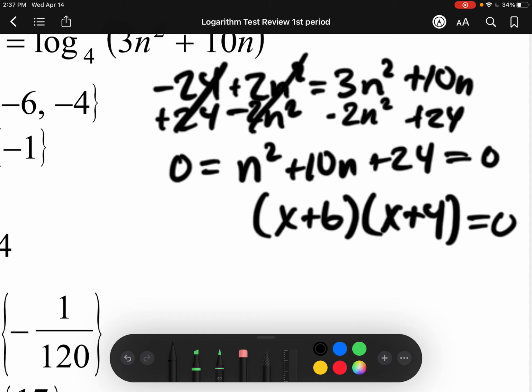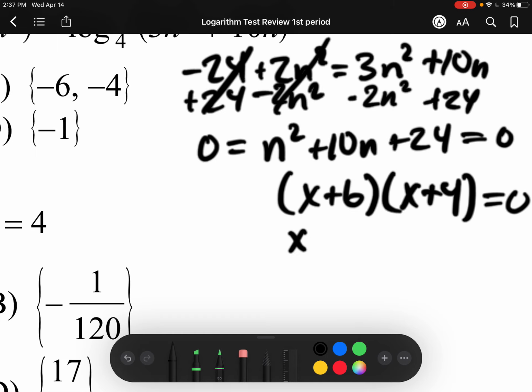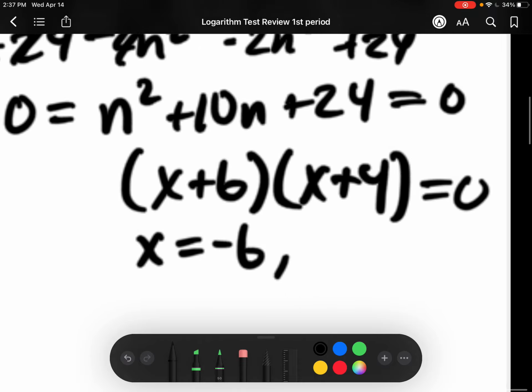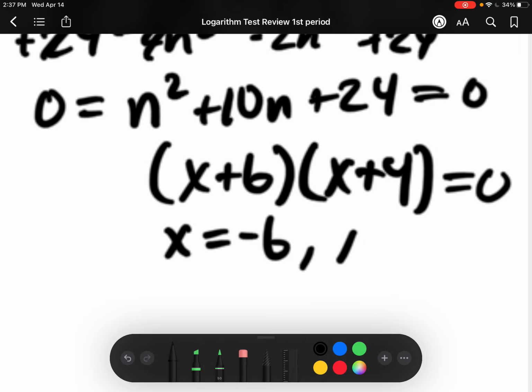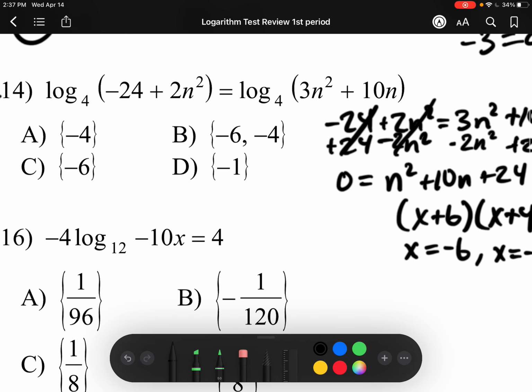Is equal to 0. And then you set both of them equal to 0, so you have n plus 6 equals 0. Subtract 6 from both sides. You get n equals negative 6. n plus 4 equals 0. You subtract 4 from both sides, and you get n equals negative 4. So the answer for number 14 is B.